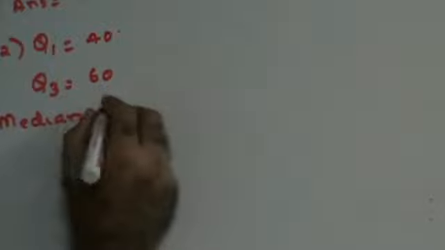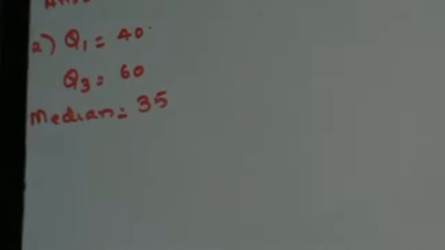Calculate Bowley's coefficient of skewness if the first and the third quartiles are 40 and 60 and the median is 35.